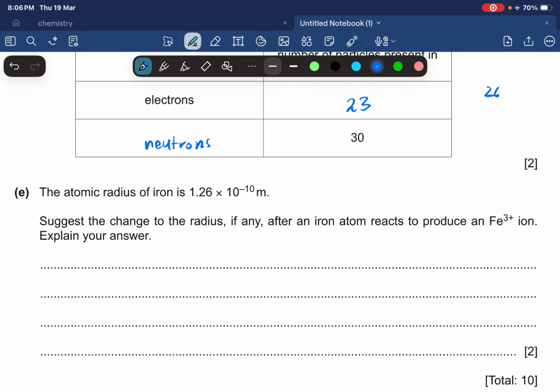The atomic radius of iron is this. Suggest the change to the radius of iron after an iron atom reacts to produce an iron 3+ ion. Explain your answer. The radius decreases because electrons are lost. So now there's going to be greater effective nuclear charge on the remaining electrons.